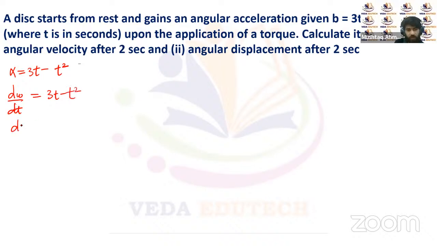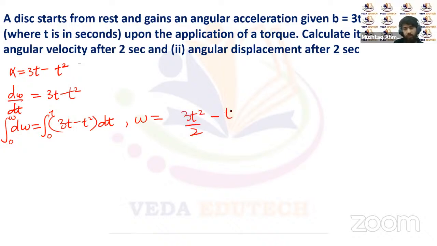Now from here, d omega will be 3t minus t square dt. We can integrate it on both sides to calculate the omega. A disk is starting from rest, so at time t equal to 0, its angular velocity was 0. After some time t, it will have angular velocity omega, that will be 3t square upon 2 minus t cube upon 3. So this will be the angular velocity after some time t.